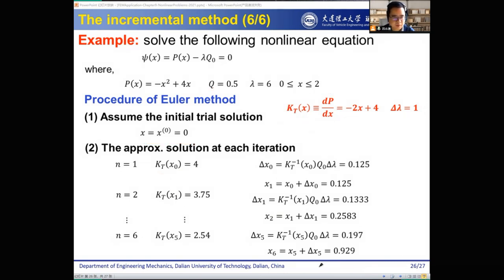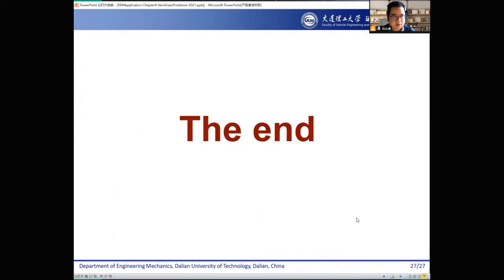So please follow those slides to do your own calculation, in order to understand the incremental method, because here we are doing the online course, so we cannot do the calculation with you on the blackboard. But if you want to understand, just follow the slides to do the hand calculation yourself. That's all for this chapter.